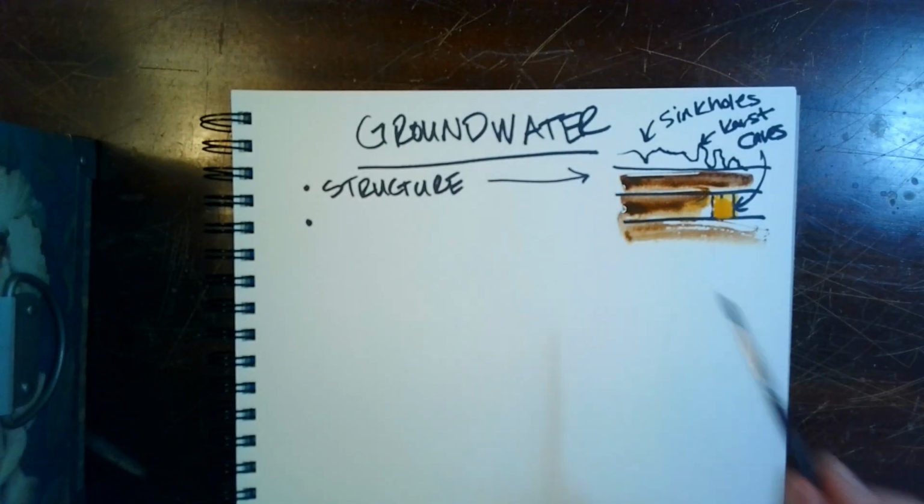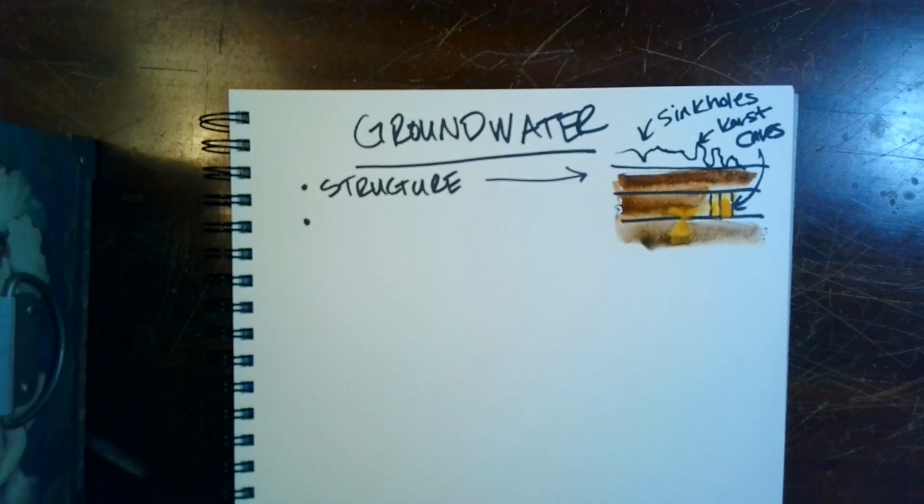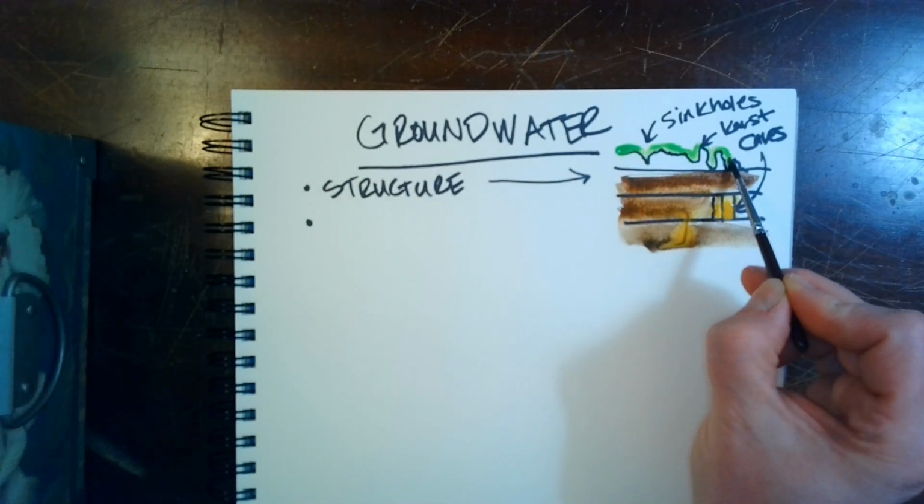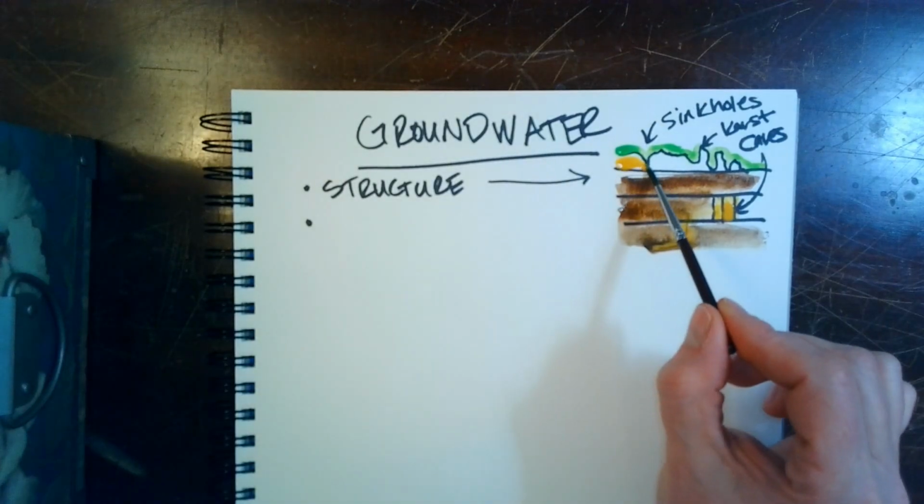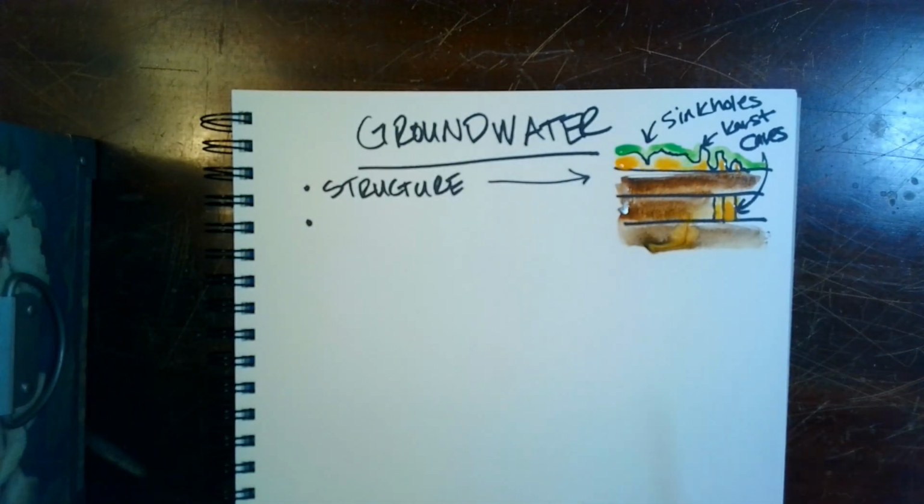Likewise, if we have a ton of sinkholes in the same area and all of those caverns are exposed to the elements, we get something called karst topography.